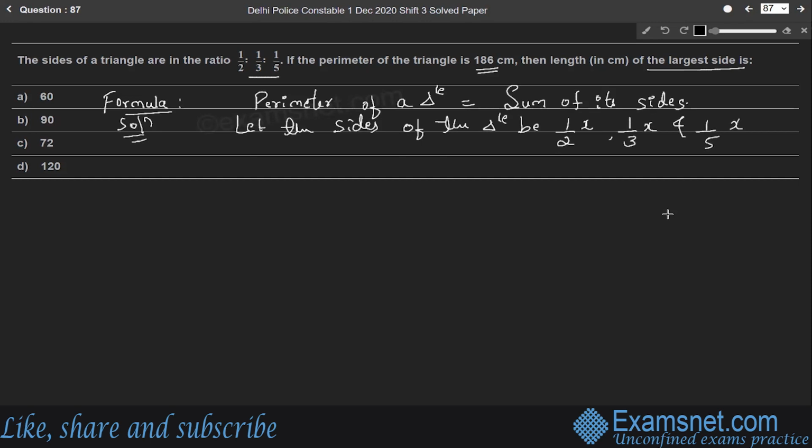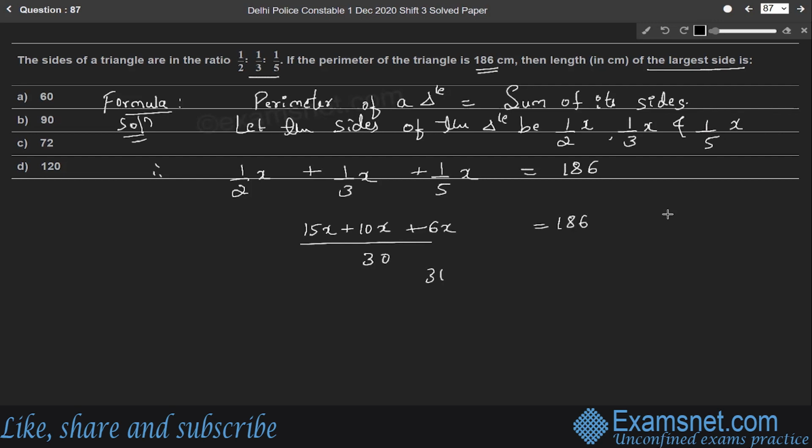So let the sides be 1/2x, 1/3x and 1/5x. Therefore, 1/2x plus 1/3x plus 1/5x is equal to the perimeter 186. So the LCM of 2, 3 and 5 is 30. So it's a simple addition of fractions. So it is 15x plus 10x plus 6x is equal to 186.